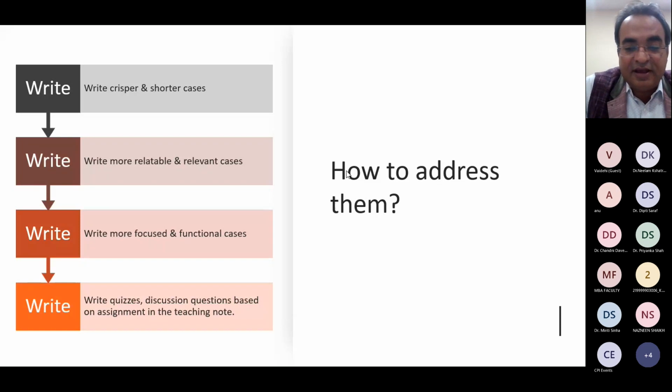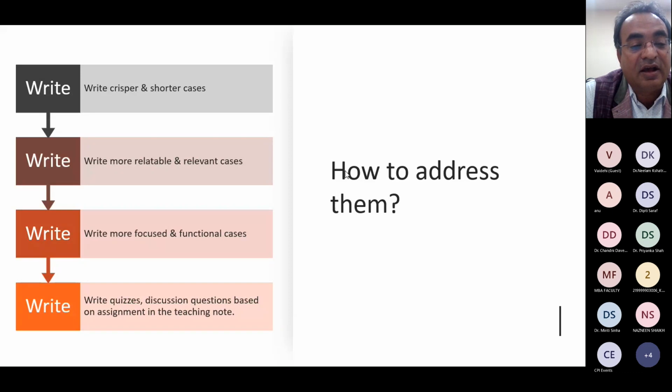Now, if these issues are faced by all of us, then how do we go about addressing them? I think the possible ways or the alternatives are as follows. We need to write crisper and shorter cases. We are talking of cases here, so your cases need to be more crisp. They need to be much shorter. So instead of the 8 to 10 pages cases, you are looking at probably further reducing them to say 3 to 4 pages or around 5 to 6 pages of case.